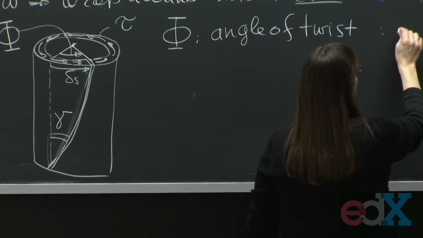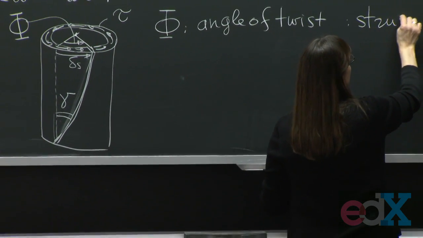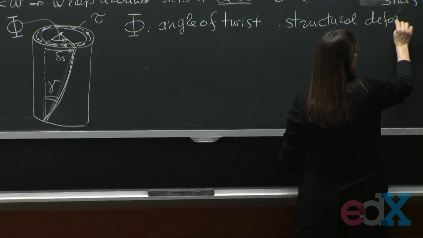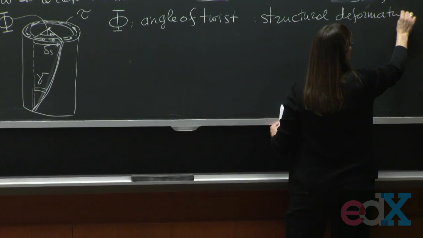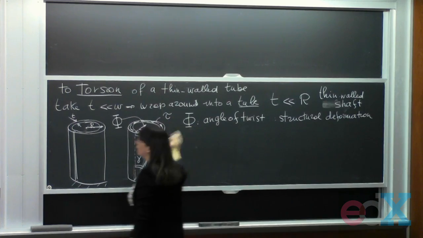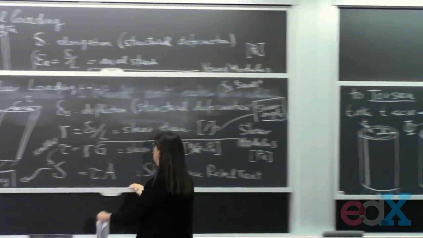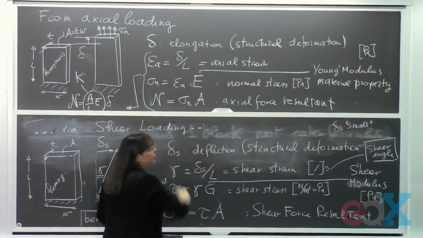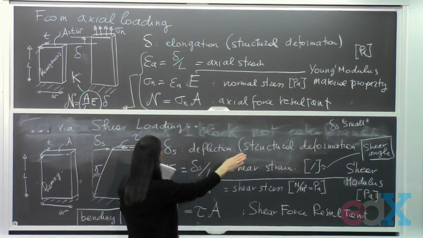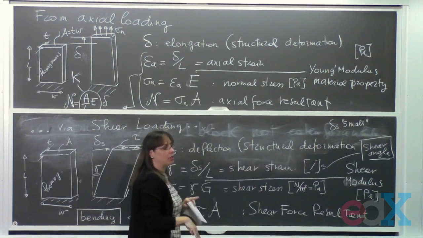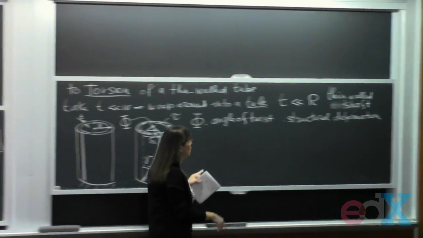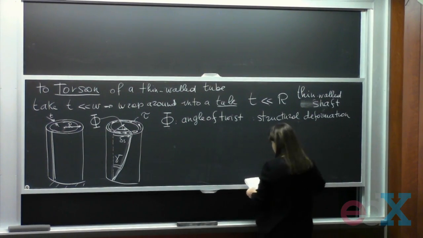And this is the measure of structural deformation in torsion. This is the equivalent to that delta in tension. Okay? You see the two guys? I'm going to try to make that board look just like this board here. So phi, my angle of twist, is my structural deformation.